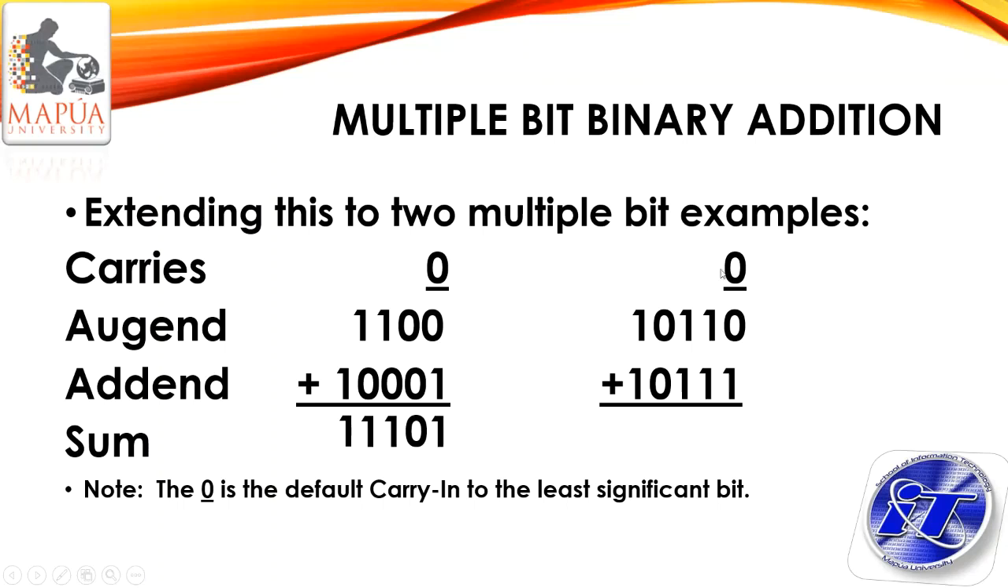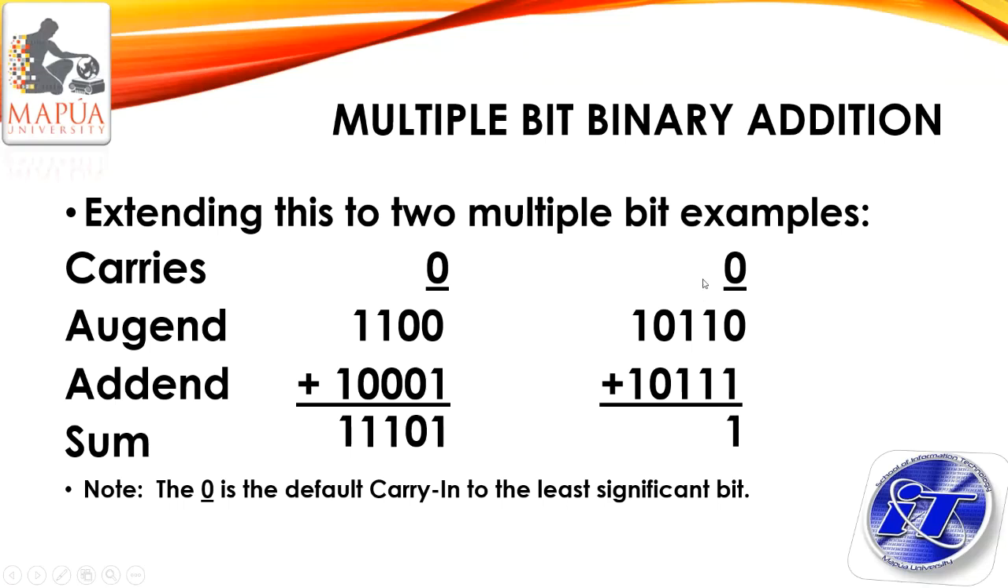Okay, so let's have another example by adding these two numbers. 10110 plus 10111. And again, no carry from the right side position. So let's add. 0 plus 0 plus 1 is 1.